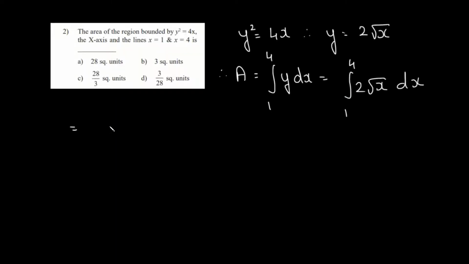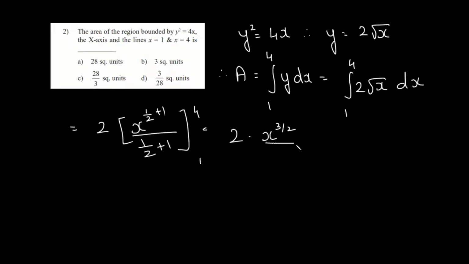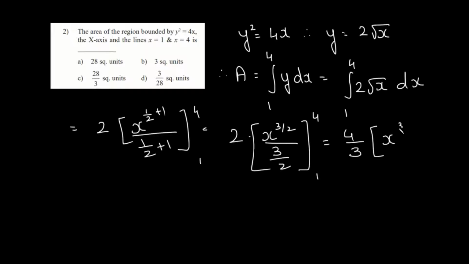Okay, and applying the formula we get 2 x raised to 1 upon 2 plus 1. You remember that root x means x raised to 1 upon 2. So 1 upon 2 plus 1, from 1 to 4, which becomes 2 into x raised to 3 by 2 upon 3 by 2 from 1 to 4. Take the 3 by 2 above. In the numerator we get 4 upon 3 into x raised to 3 by 2 from 1 to 4.